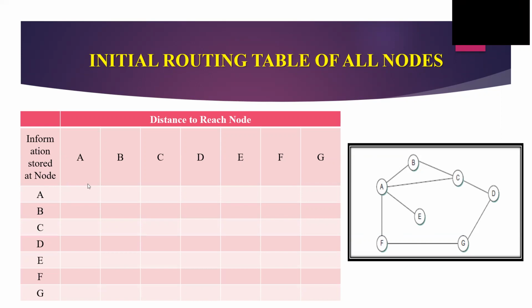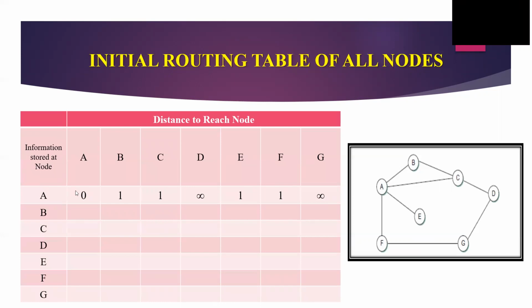A to A is a self node, so the cost is 0. A to B is connected directly, so the cost will be 1. A to C also connected directly, so the cost will be 1. A to D, there is no direct connection, so initially the cost will be infinity. A to E directly connected, so the cost will be 1. And A to F directly connected, so the cost will be 1. And A to G indirectly connected, so the cost will be infinity.